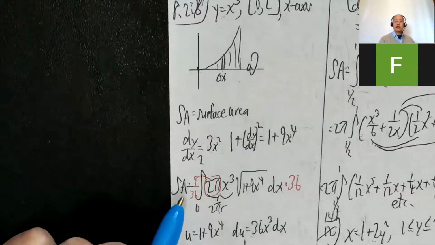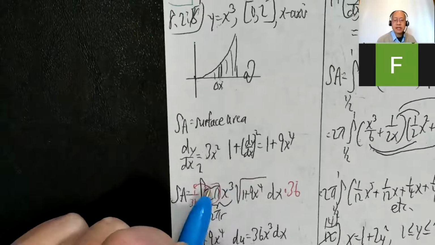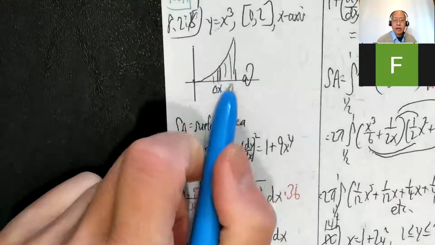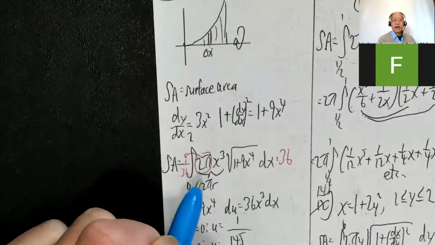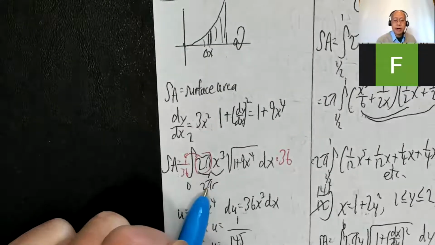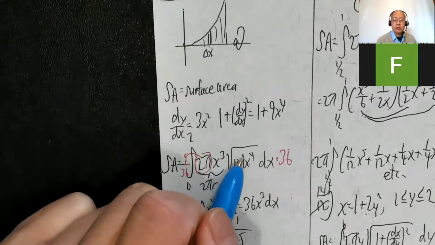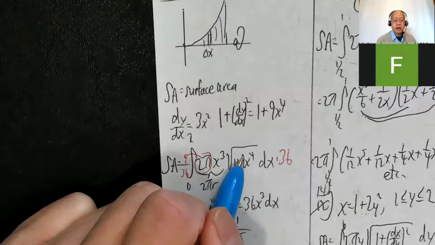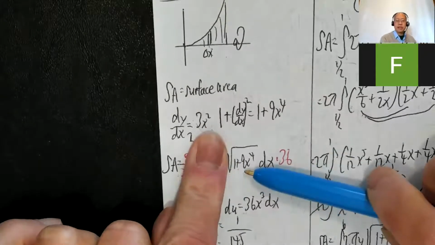Right, so surface area is 2 pi radius. In this case, the radius is y. And what's y? x cubed. So 2 pi y, 2 pi r, times the formula for arc length. So the problems are just like section 1, except this part was from the last section, right?